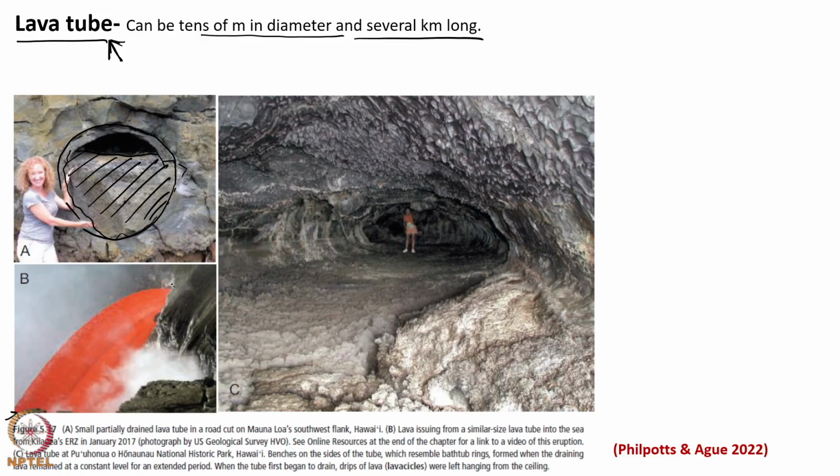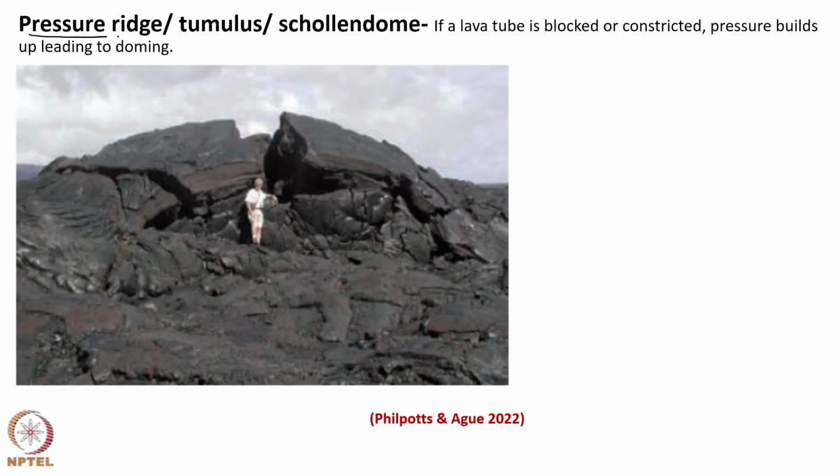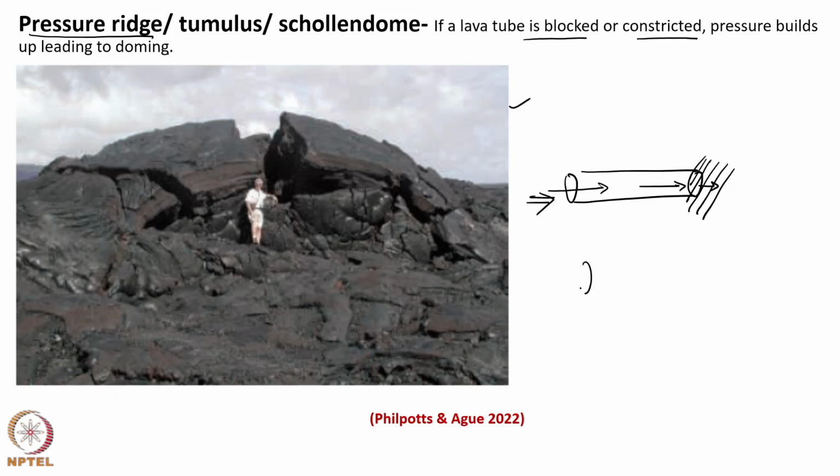This is an example that from a lava tube actually volcanic eruption is happening, and this figure shows the vast extent of the lava tubes. What is a pressure ridge? If a lava tube is blocked or constricted, then pressure builds up leading to doming, such as this figure. Consider there is a lava tube and then within that lava was flowing in the past. For some reason in this place the lava flow has been blocked. So, more and more flow comes inside and it bends the tube in this way. So, on the surface a pressure ridge is produced.